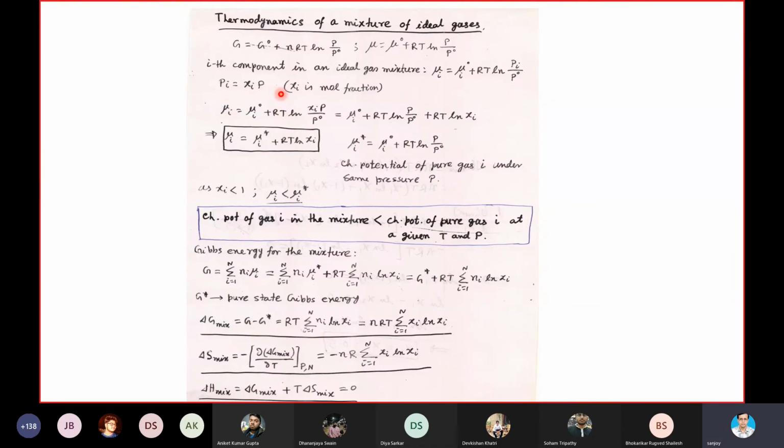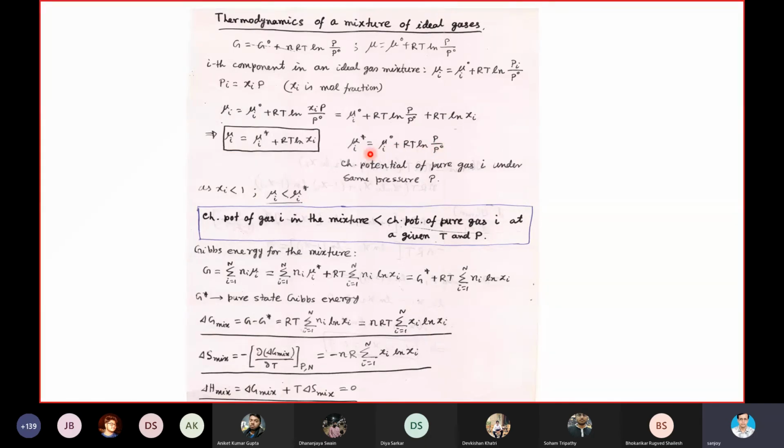Now, if Pi is this, from this expression we can write Pi in terms of P. So I get mu i0 plus RT log Xi P by P0. Then I can rearrange and write it in this manner: mu i0 plus RT log P by P0, which I have separated, and then RT log Xi, where Xi is the mole fraction. Now, what is this term? The first two terms, mu i0 plus RT log P by P0, look like a pure gas, a one-component gas chemical potential. So suppose I write it as mu i star, equal to mu i0 plus RT log P by P0.